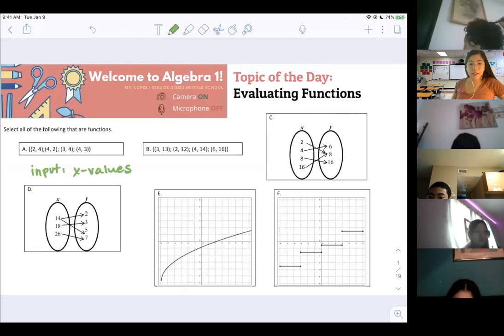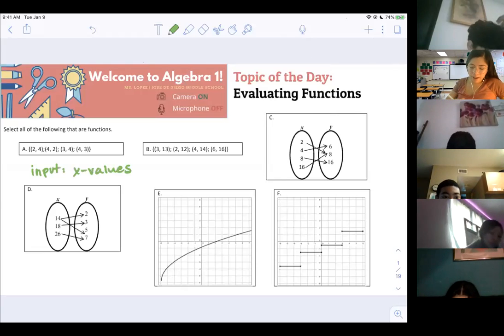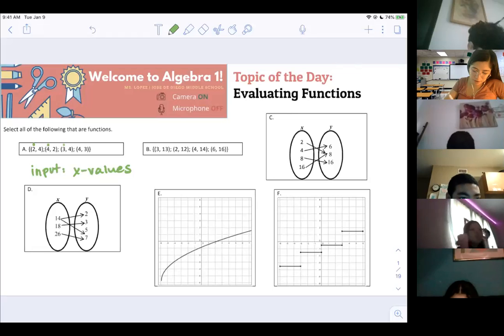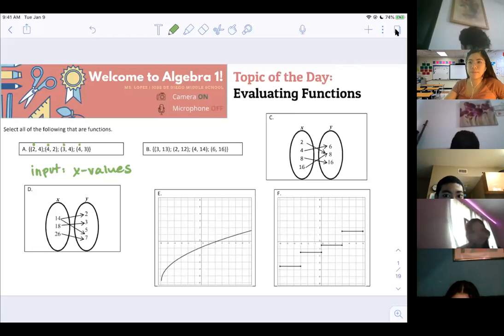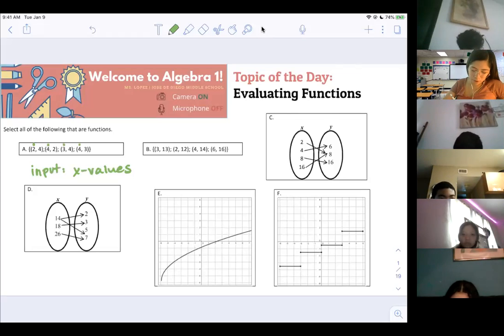So look at the X values in example A. The X values are 2, 4, 3, and 4. And what do you notice? Fours. The 4 is repeating. I have 4 comma 2 and I have 4 comma 3. So when that happens, is it a function or not a function?